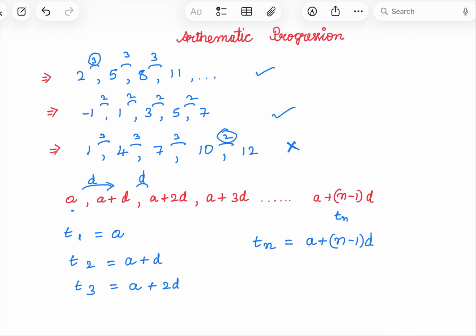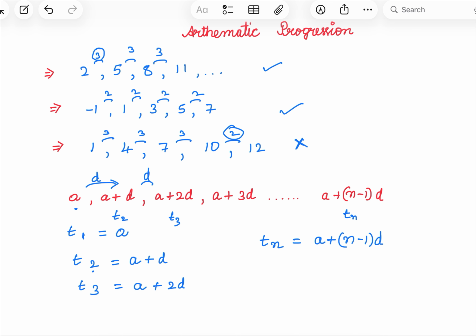Observe again. See here, T2 is coming as 1D. That's why T3 is coming as 2D. Tn equal to A plus n minus 1 into D. So T2 equal to A plus D, T3 equal to A plus 2D, Tn equal to A plus n minus 1 into D.